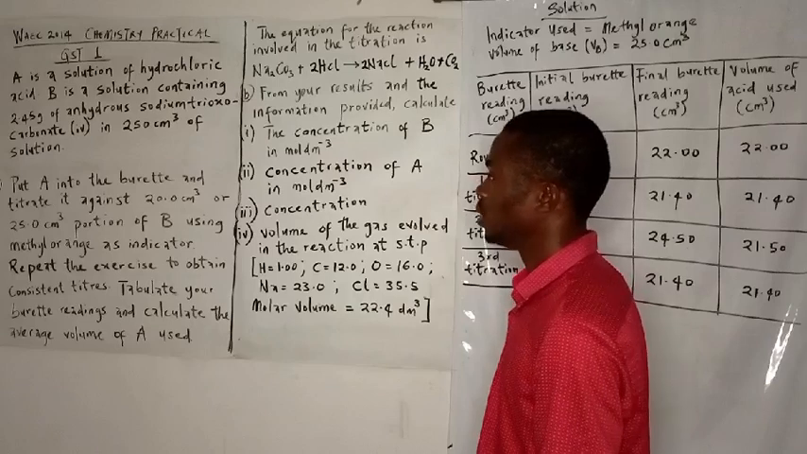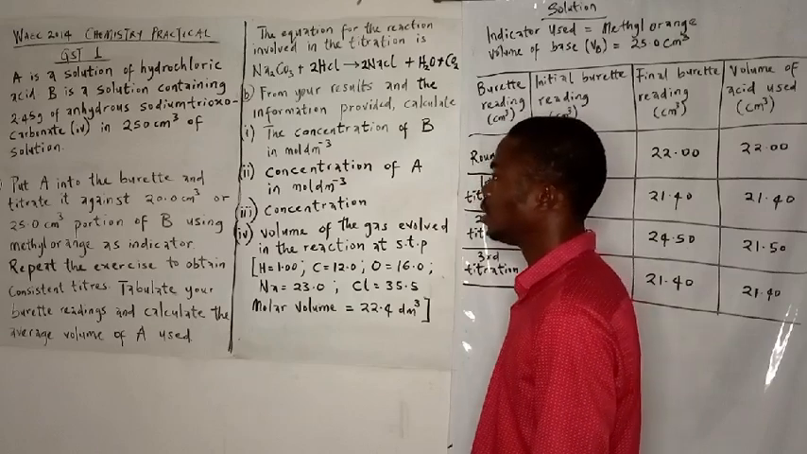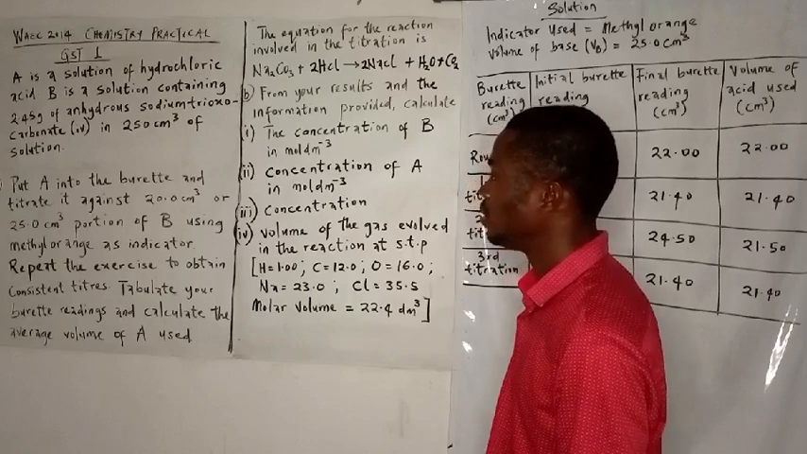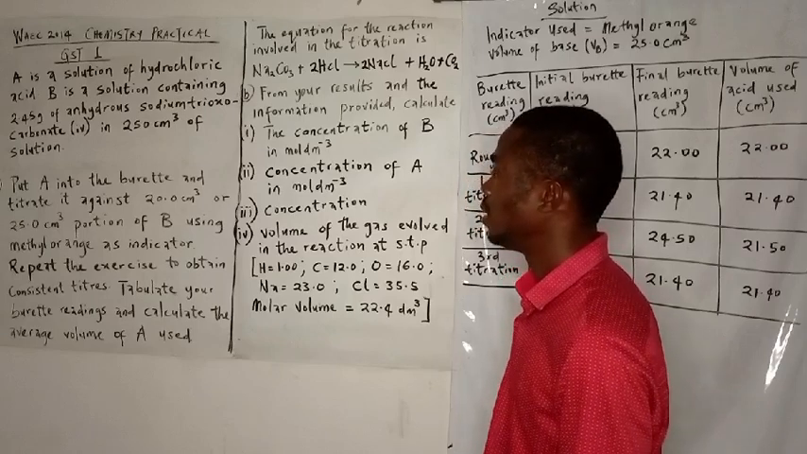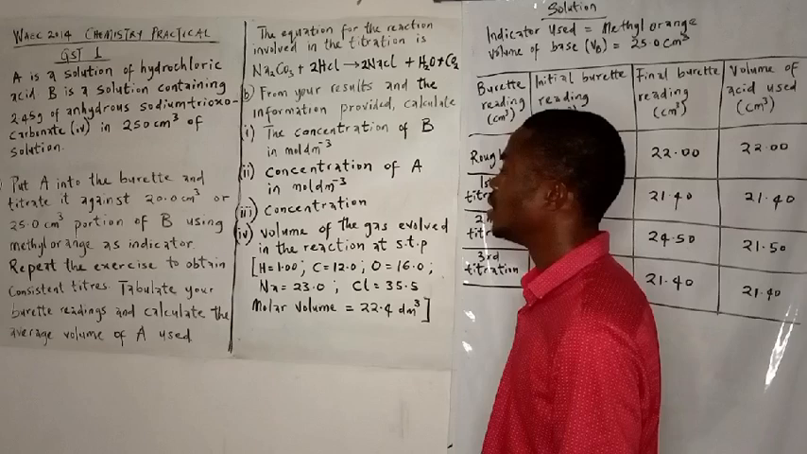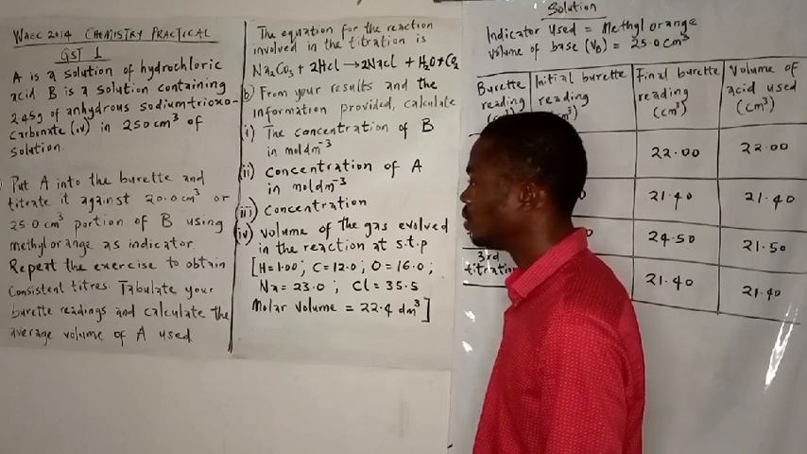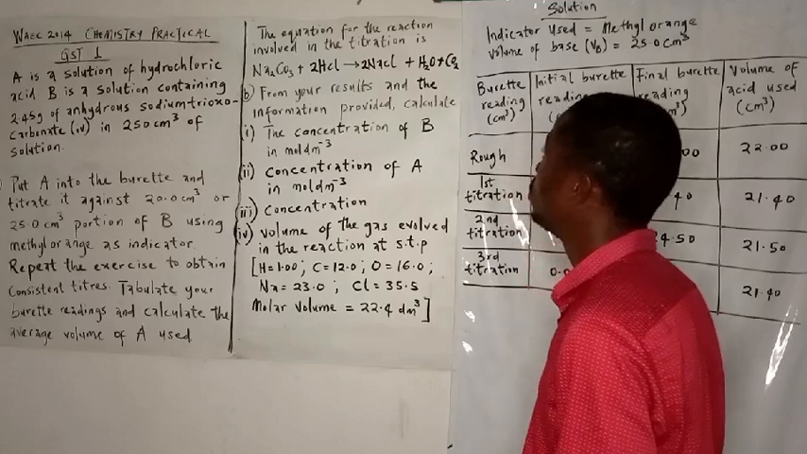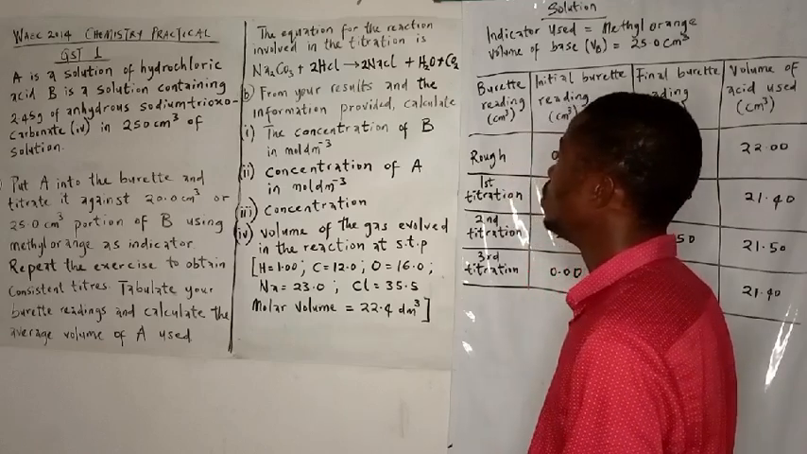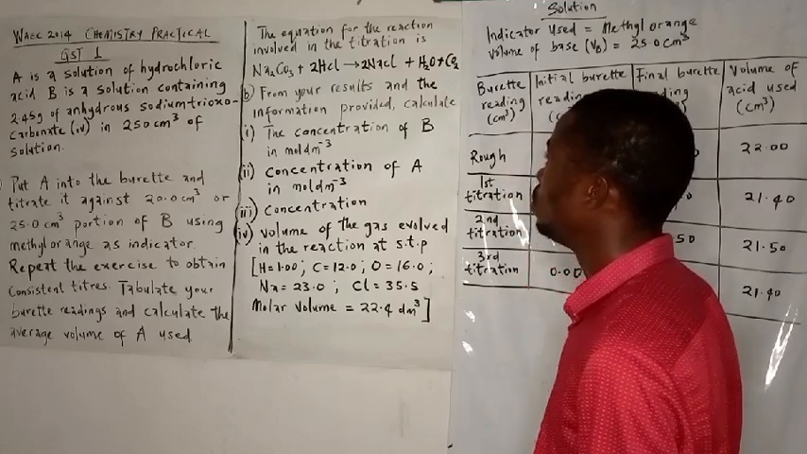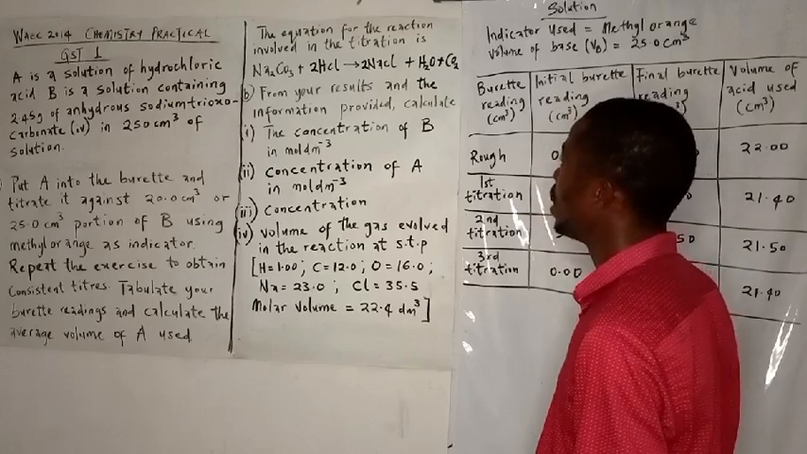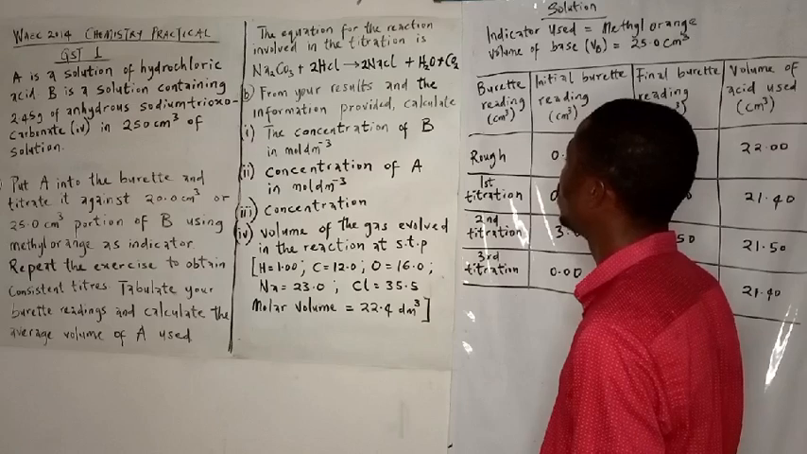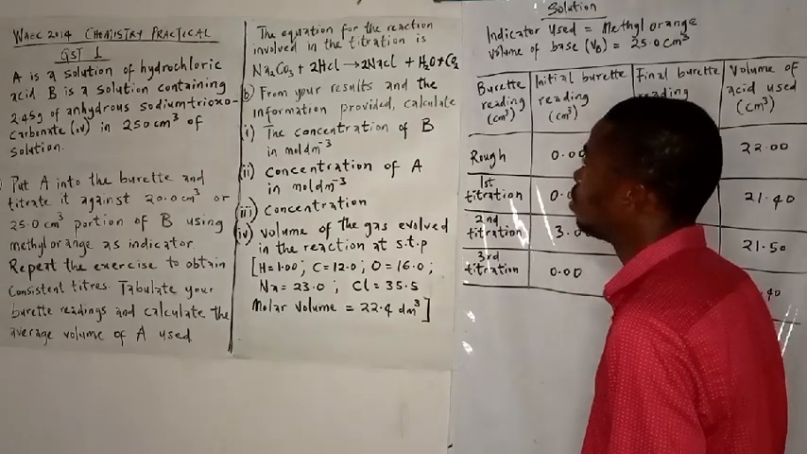Put A into the burette and titrate it against a 20 cm³ or 25 cm³ portion of B using methyl orange as indicator. Repeat the exercise to obtain consistent titers. Tabulate your burette readings and calculate the average volume of A used. The equation for the reaction involved in the titration is sodium trioxocarbonate(IV) plus hydrochloric acid yields sodium chloride plus water plus carbon(IV) oxide.